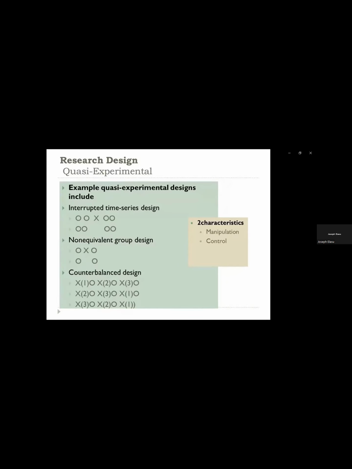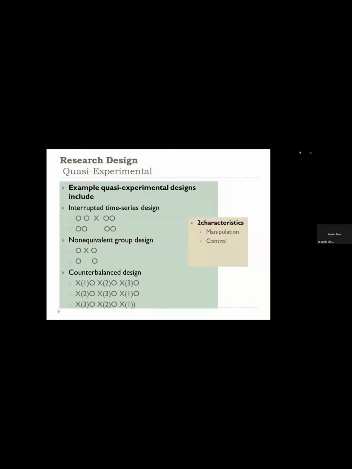An interrupted time series design is very similar to that, where you create a baseline. So you would actually give, let's say, multiple math achievement tests prior to the intervention, you give one group the intervention, and then you do multiple post-tests.